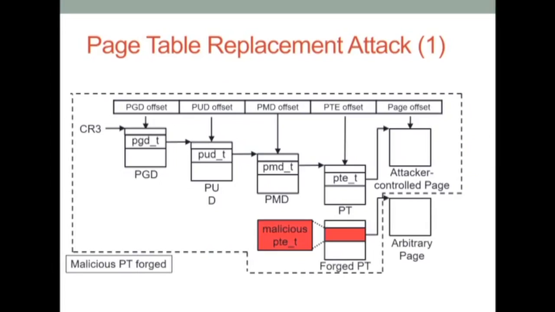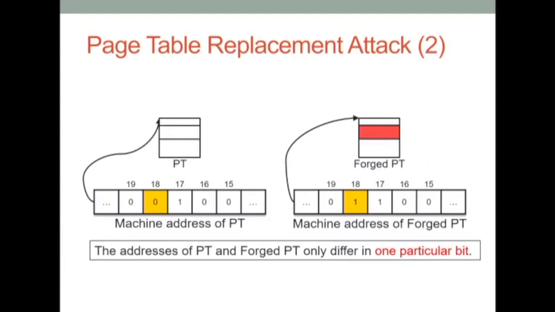So here, what we want to do next is to create a forged page table. The entries within the forged page table can be an arbitrary value, so the forged page table can point to an arbitrary memory page on this computer. It can be a page that is controlled by the hypervisor, or a page controlled by another virtual machine. There is a special requirement of this forged page table: the machine address of the forged page table will be different from the original page table only by 1 bit.